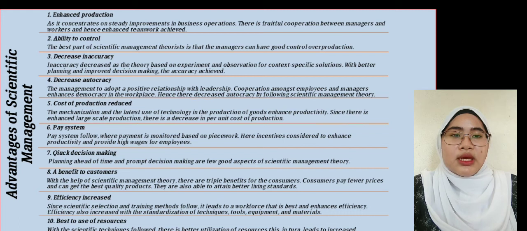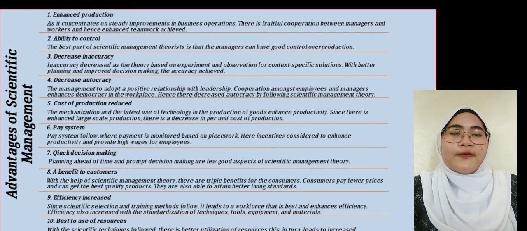The advantages of scientific management. Firstly, enhanced production. As they concentrate on steady improvement in business operations, there is fruitful cooperation between management and workers, and hence teamwork is achieved. Secondly, ability to control. The best part of scientific management is that management can have good control over production. Thirdly, decrease in inaccuracy. Inaccuracy decreases as the theory is based on experiment and observation for context-specific solutions. Next, decrease in autocracy. Cooperation amongst employees and managers enhances democracy in the workplace.